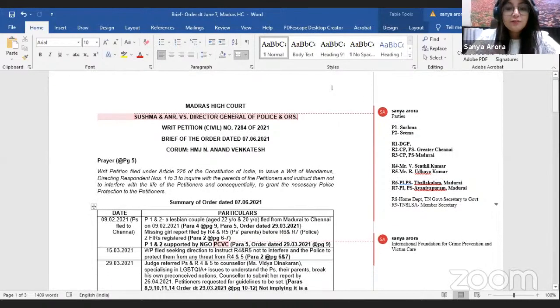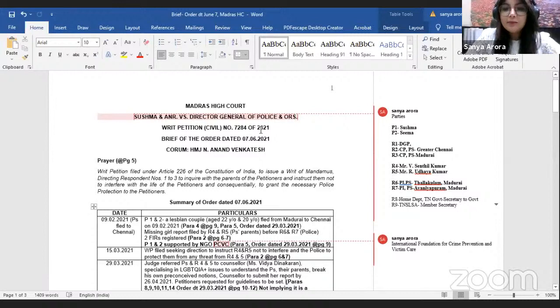Okay. So the very first thing that you do is you identify the case. You write the cause title. So you mention the name of the court. You mention the name of the case. You mention what type of case it is. In this case, it is a writ petition. It's a civil writ petition. You mention the number of the civil writ petition.